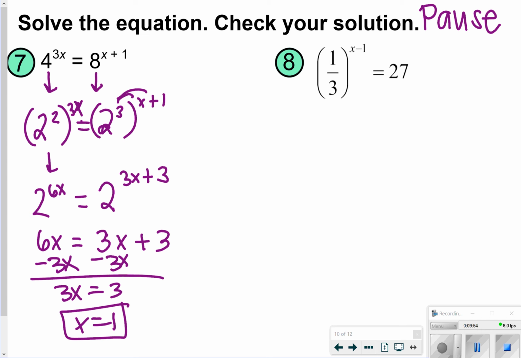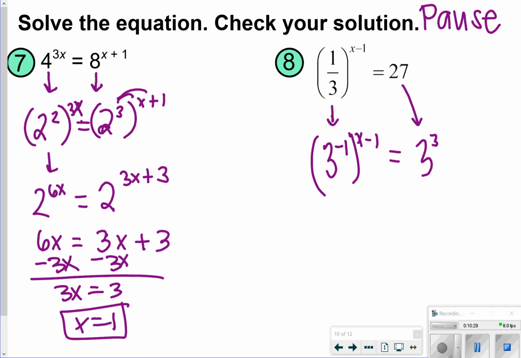For number 8, that was a little bit tricky because you now have a fraction, but you got to maybe think about in terms of reversing that fraction, what would that possibly look like before it was a fraction? And we can go back to those negative exponents that we learned earlier in chapter 6. 1/3 is the same thing as 3 to the negative first. So if I write that, 3 to the negative first, parentheses x minus 1. I can also rewrite 27 as 3 to the third.